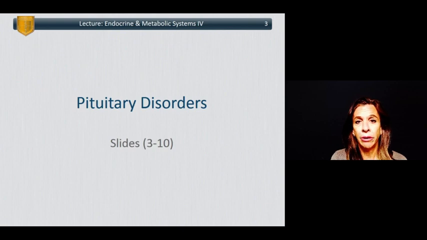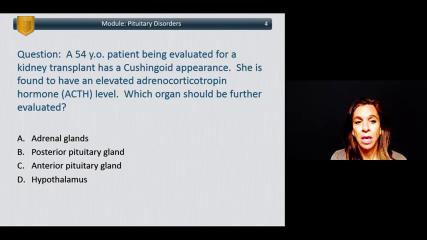Let's start with pituitary disorders. And a question. A 54-year-old patient being evaluated for a kidney transplant has a cushingoid appearance. She is found to have an elevated adrenocorticotropin hormone, or ACTH, level. Which organ should be further evaluated in this patient? A, the adrenal glands, B, the posterior pituitary gland, C, the anterior pituitary gland, or D, the hypothalamus.